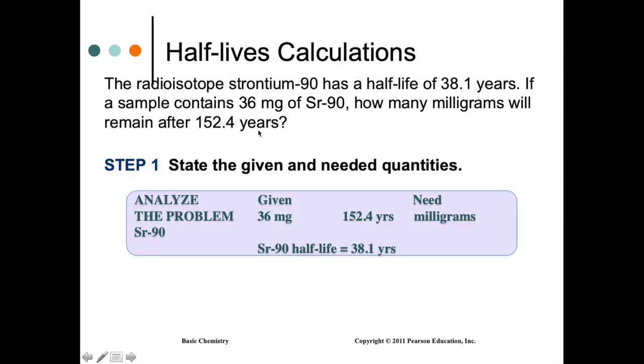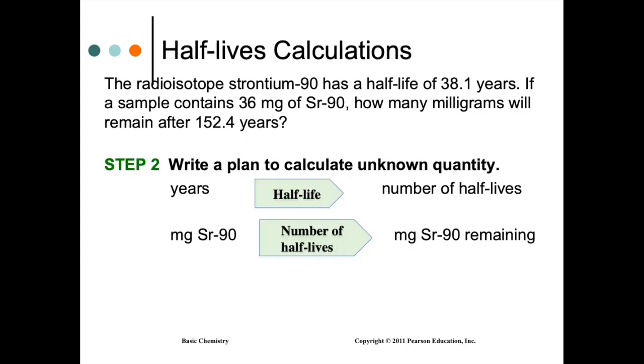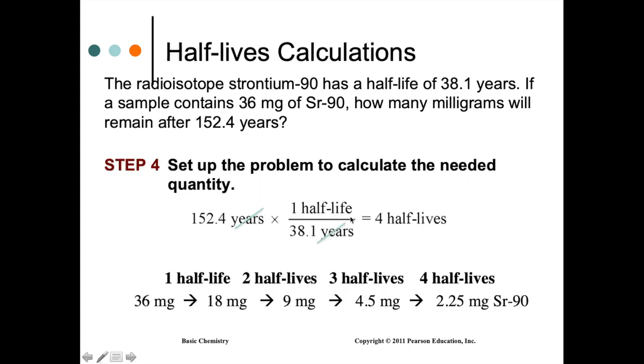Now, again, the key thing you need to solve the problem is figuring out how many half-lives have passed. If one half-life is 38.1 years, and 152.4 years have passed, how many half-lives are contained in those 152.4 years? How many times does 38.1 years fit into 152.4? Well, to do that, you simply divide one by the other. You take 152.4 years, divide by 38.1, and you can figure out how many half-lives have passed. When you plug that in, we know that 4 half-lives have passed.